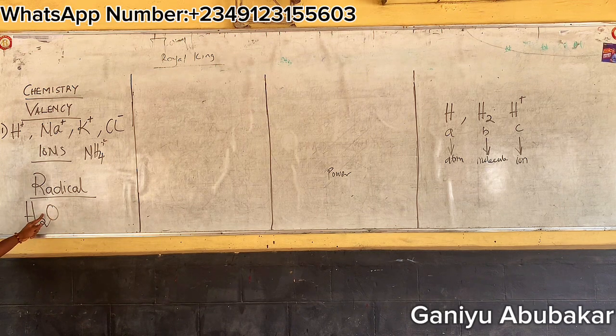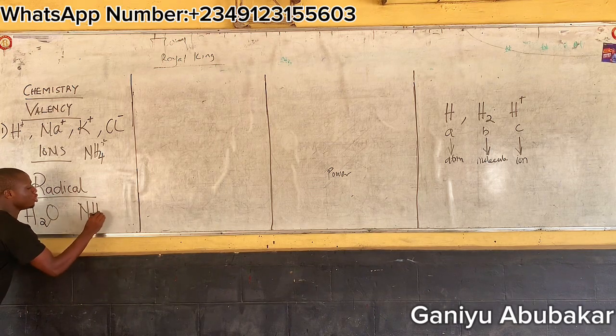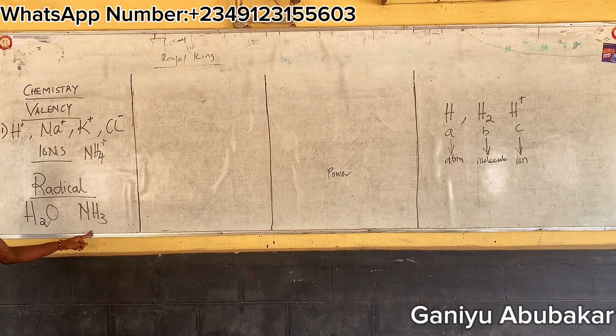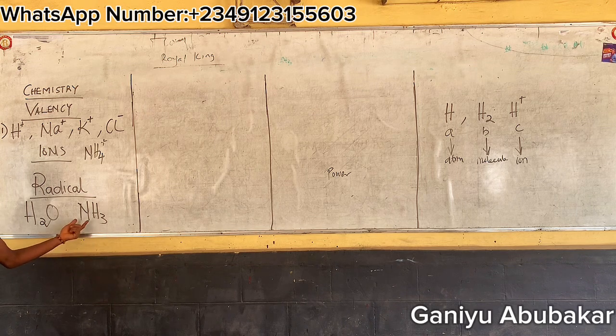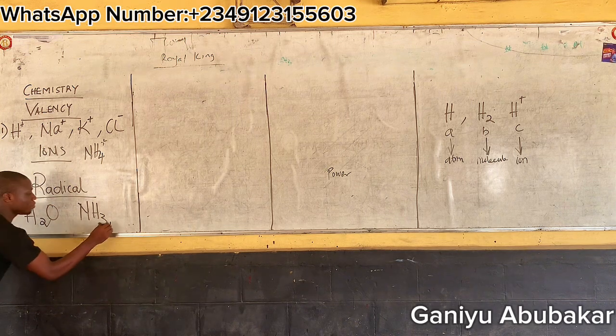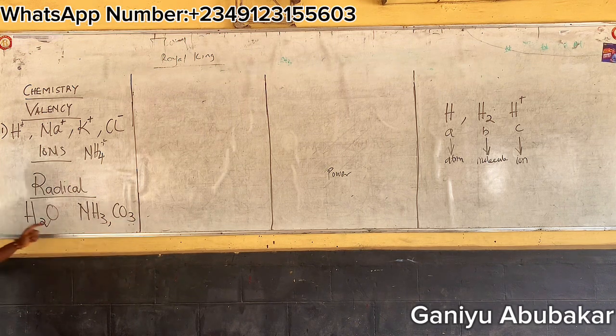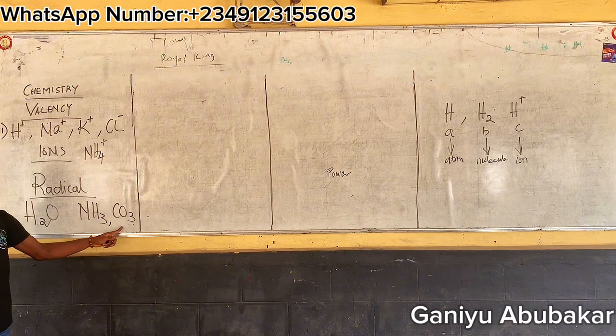What is a radical? It is more than one element, more than one atom, combined to form a compound. If I have NH3, this is ammonia. This is ammonium, right? This is ammonia. This is a radical. Why? Because I have nitrogen combined with three hydrogens. If I have CO3, CO3 is still a radical. Carbonate, right? So this is a radical.